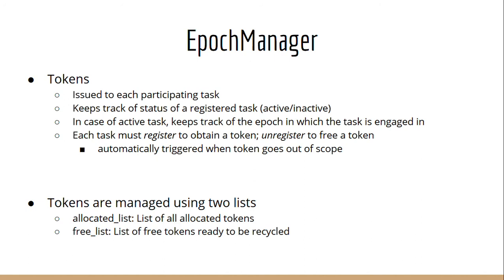Tokens aren't actually deleted. Instead, they are recycled. Two lists implemented as lock-free queues are used to manage tokens: the allocated list, which is the list of all allocated tokens so far, and the free list of free tokens ready to be recycled. When a task unregisters, its token is added to the free list. So in case the free list is empty, a new token is allocated.